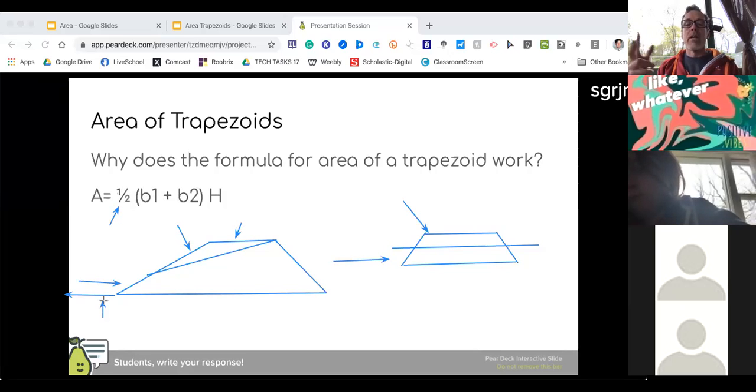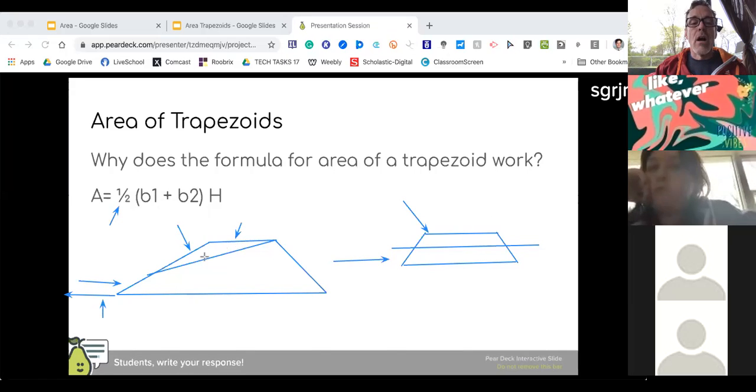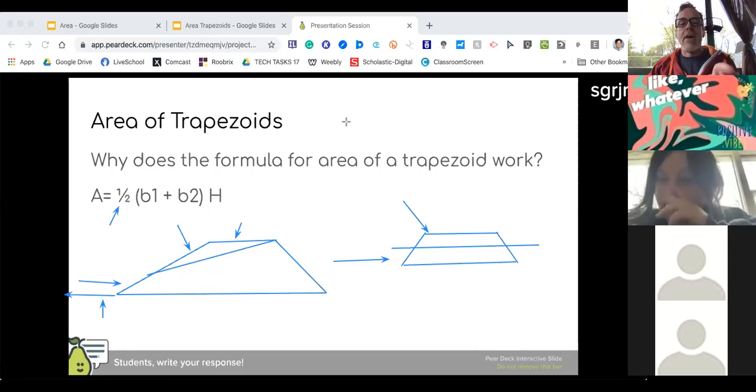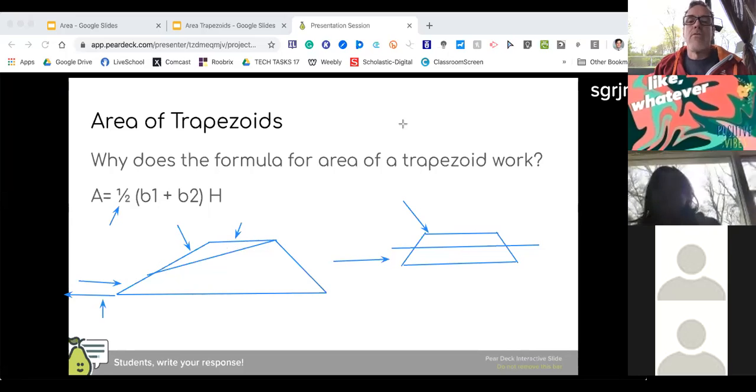So you can prove that the formula works multiple ways. It's cutting it in half this way and making a parallelogram, but you can also cut off this piece here and make it a big triangle. But again, the half is how the triangle formula works as well. So that's why half of base 1 plus base 2 times the height is the reason the formula works.